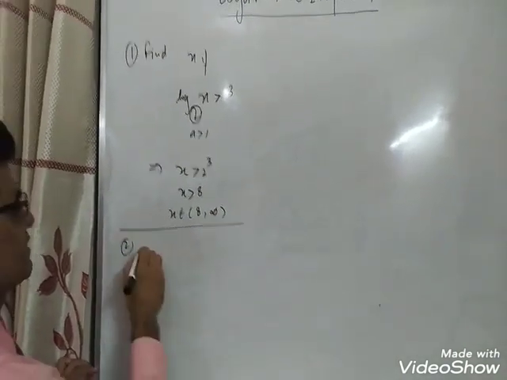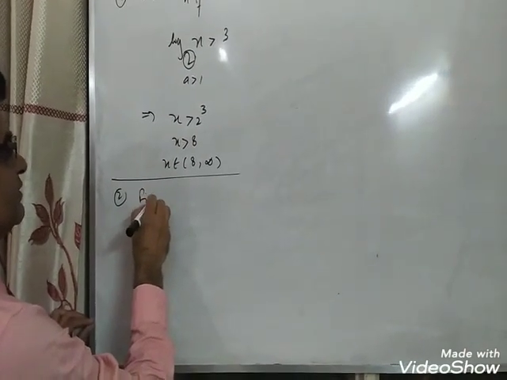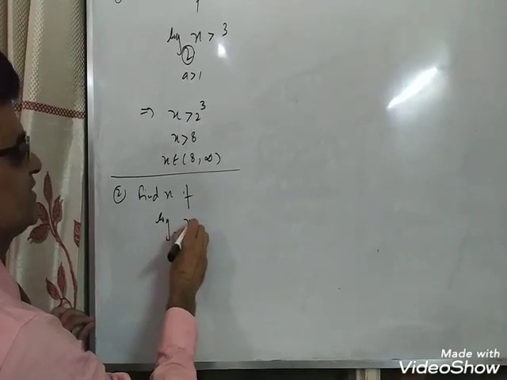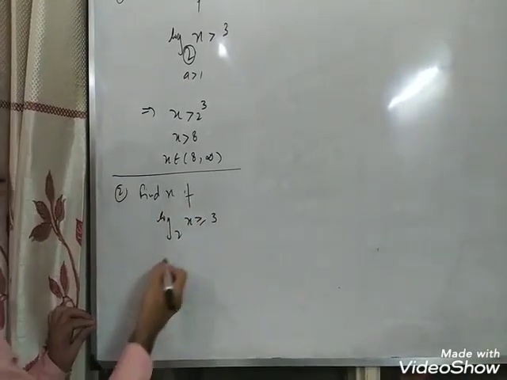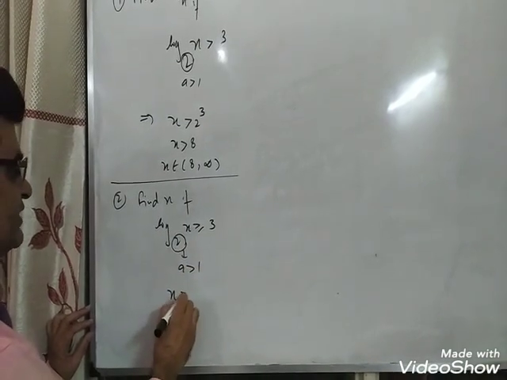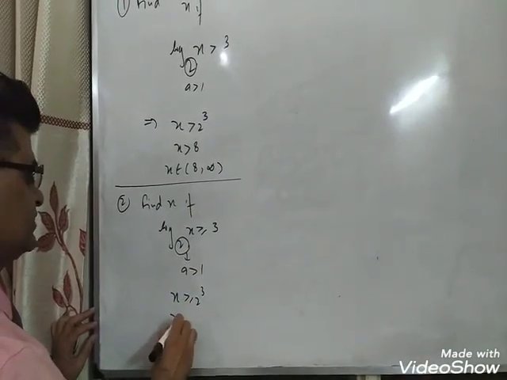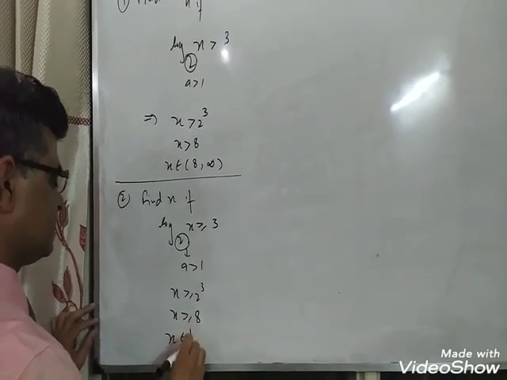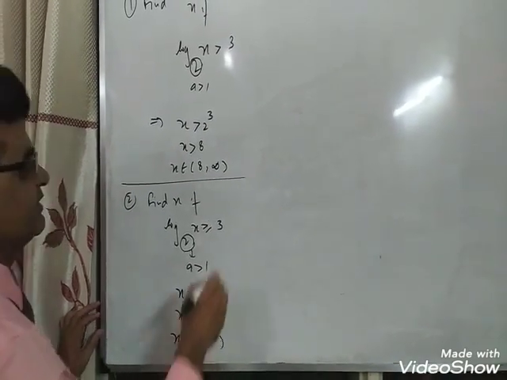Similarly, find x if log base 2 of x is greater than or equal to 3. So here also you can see that the base is greater than 1. So x is greater than or equal to 2 to the power 3, which means 8. So x is from 8 to infinity.